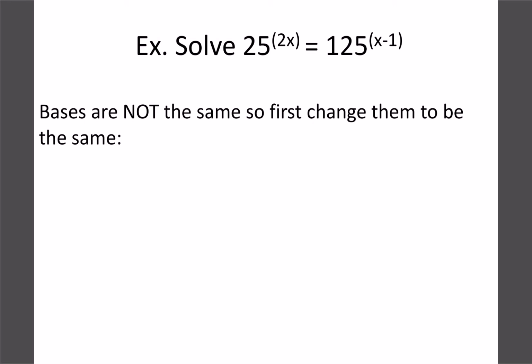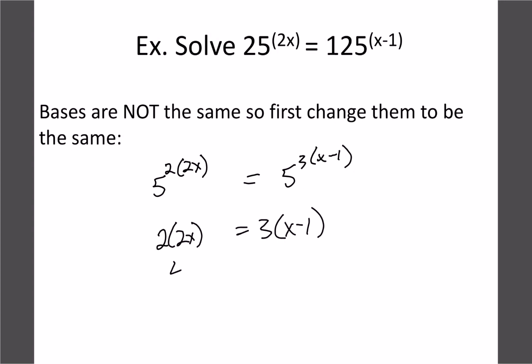So here's another question. Bases are not the same, so let's change 25 to 5 squared. And let's change 125 to 5 cubed. Now that our bases are the same, we can just solve our exponents. So 2 times 2x equals 3 times x minus 1. So we'd get 4x equals 3x minus 3. Bring the 3x over. x equals negative 3.